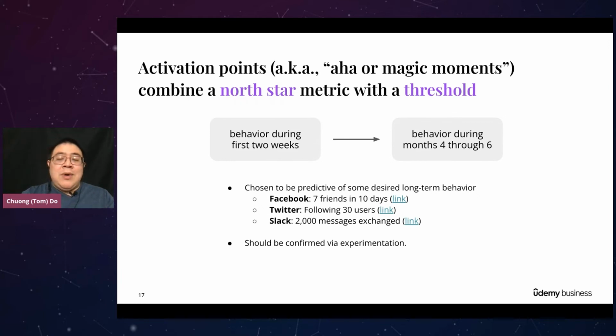So the way that you actually end up doing this typically is to do some type of correlation analysis, but you'll also need to confirm it via experimentation. So you would look at behaviors that the user has during their first couple of weeks on a platform, and then see what behaviors are actually predictive of longer term behavior that you'd like to see from the customer.